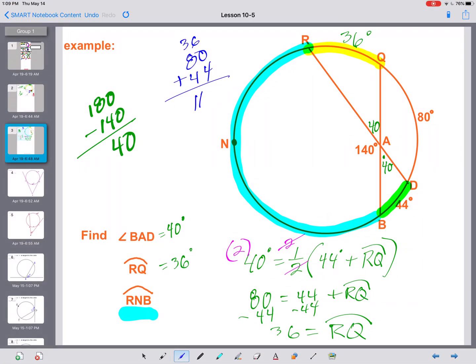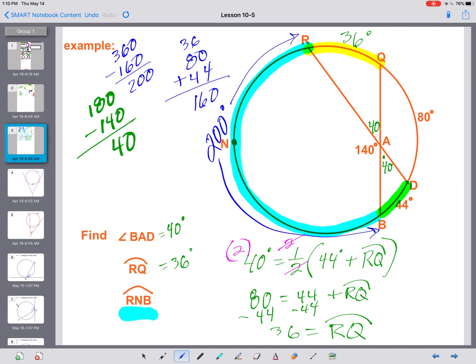160. Oh my gosh, all the arcs add up to 360. So 360 minus 160. Oh, 200 degrees for this guy. This guy right here, 200 degrees. Here to here. That's our third answer. That's arc RNB. Notice, start at R, go to N, go to B. That's it. 200 degrees. Boom, we're done with that.